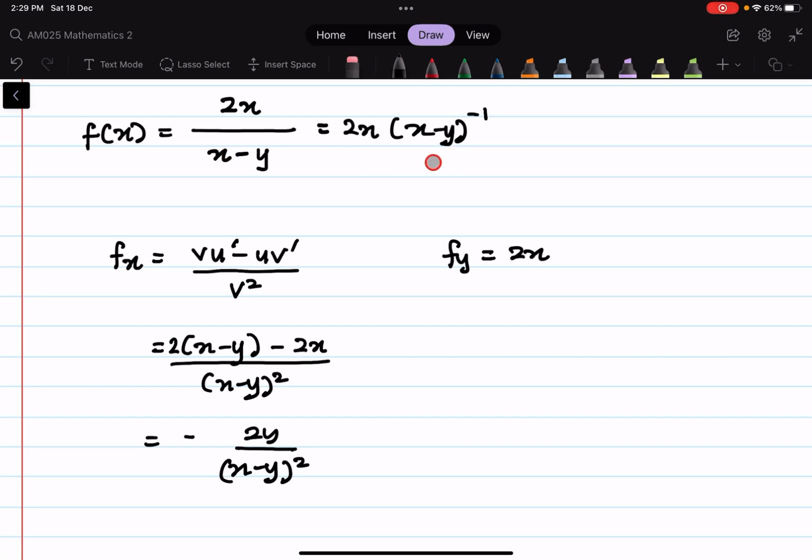Then if we're using the general power rule, we're going to bring the negative 1 to the front. So it's going to be negative 2x. Copy down x minus y, the power minus 1, which is negative 2. Differentiating x minus y with respect to y: differentiating x with respect to y is 0. Differentiating negative y with respect to y is negative 1. So we're going to get 2x divided by x minus y squared. That's it.